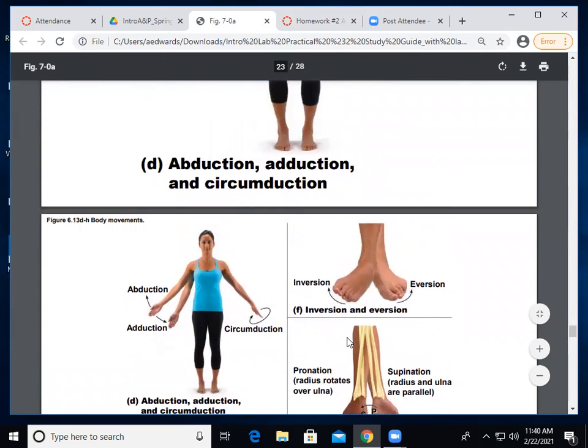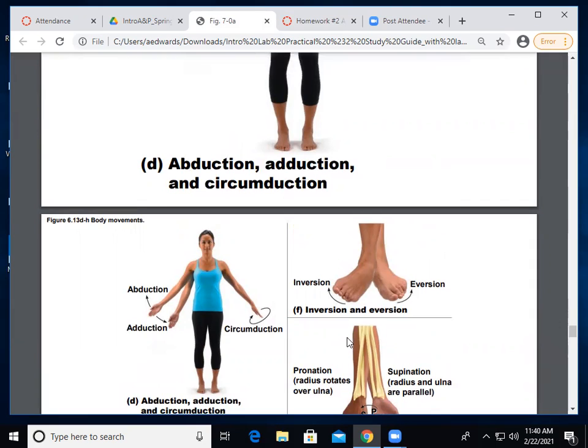If you move your ankle toward the midline so your big toe goes up, we call that inversion. Rotate your ankle out away from the midline, we call that eversion. So if you're moving your ankle in, it's inversion, out, eversion.